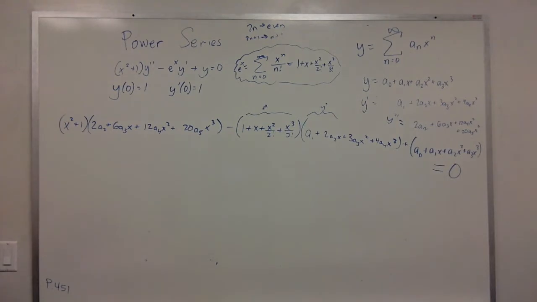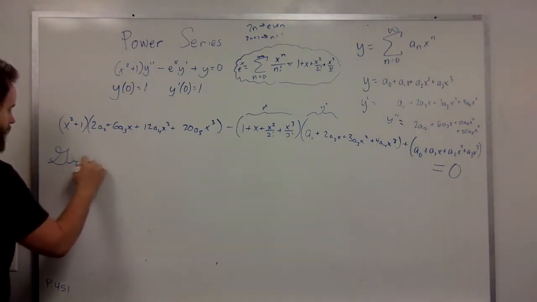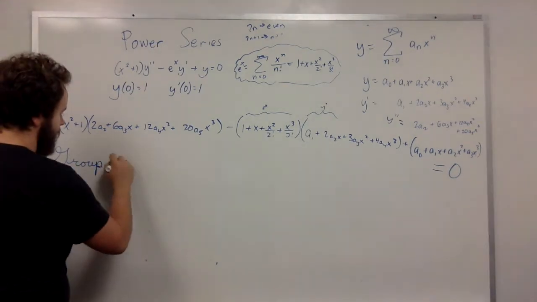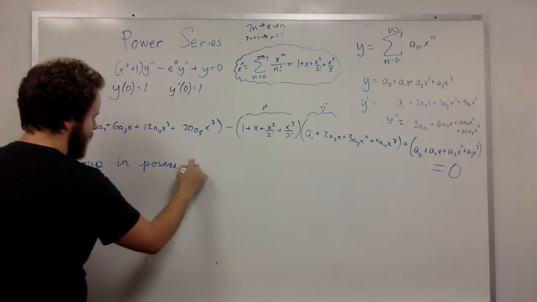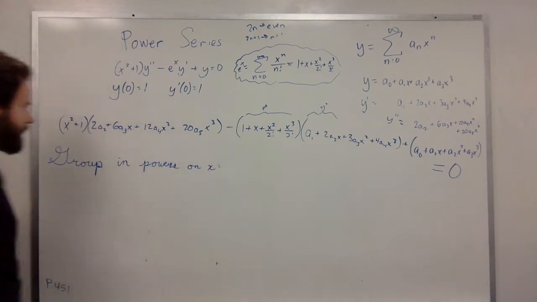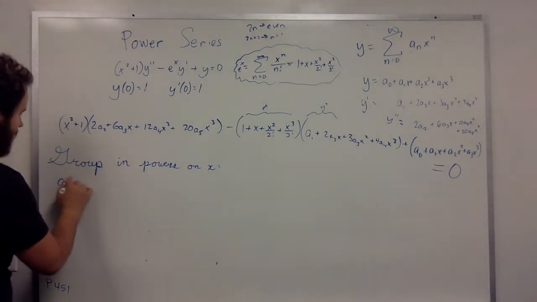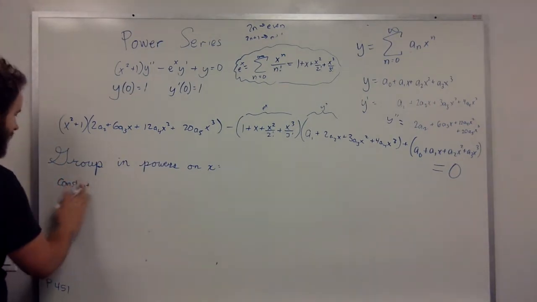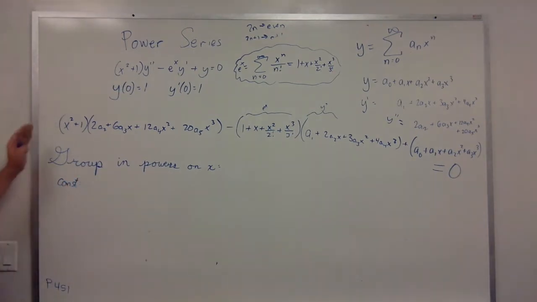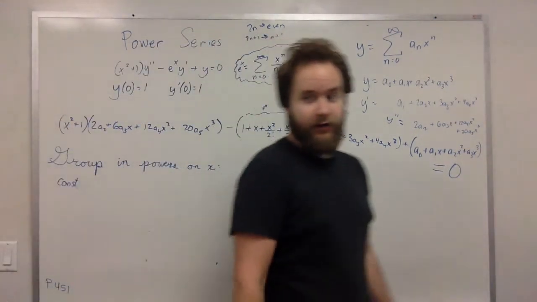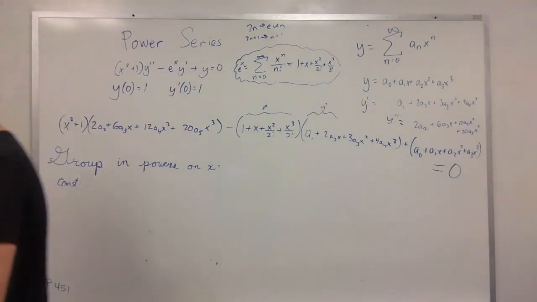Your goal is to group in powers on x, starting with the constant. You tend to start with the smallest, so I like to write CONST for constant. And you just look at it. I would not recommend expanding this out. Trying to expand this out would be a nightmare. So just glance through and see what's going to produce a constant.